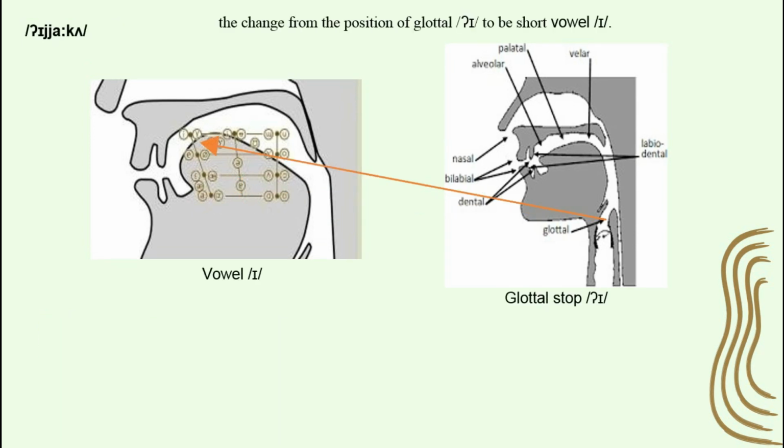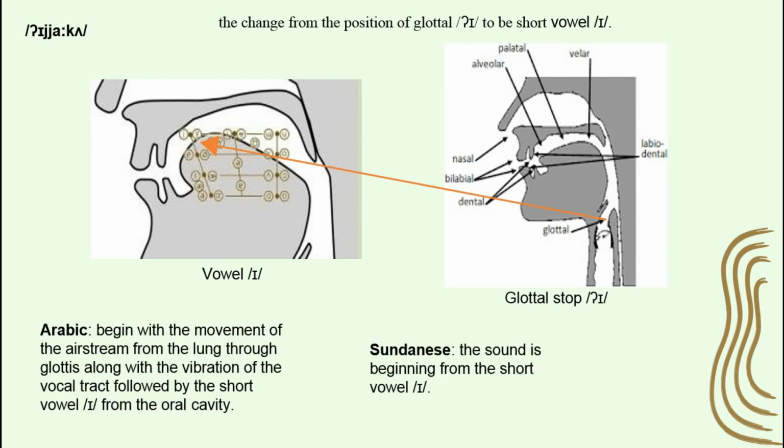Number 2 in the table is the sound of iyyaka. This sound begins with the consonant of the voiced glottal stop followed by the vowel i. It means that in producing this word sound, the native Arab will automatically begin with the movement of the airstream from the lung through the glottis along with the vibration of the vocal tract, followed by the short vowel i from the oral cavity.